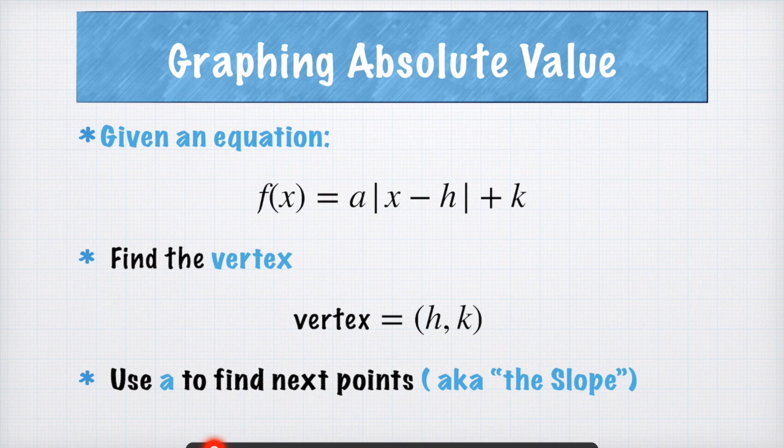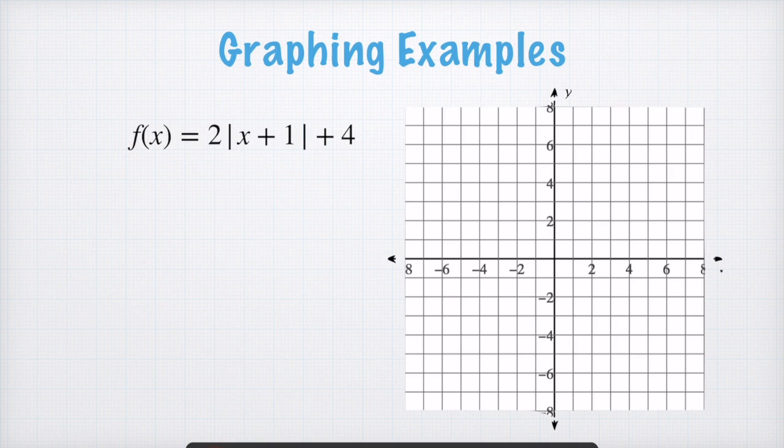We know from A if it's going to be really thin, or if it's going to be stretched out and a lot wider. And we know if it's going to be opening upwards or opening downwards. And from there, we're going to be able to do it. The only difference here is, remember, vertex form parabolas are curvy, absolute value is going to be straight lines. So let's graph these.